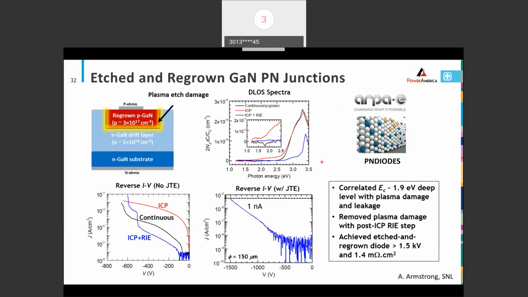So it's kind of nice, looking at some basic spectroscopy and correlating the performance, and then he was able to fabricate this nice device with a JTE using that full process with low leakage.